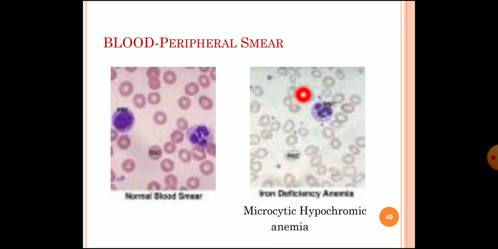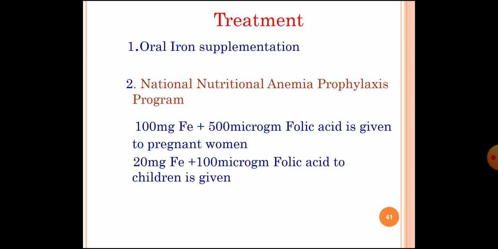This is the picture where you can see the anemia. This is the normal blood picture, color of the RBC and all. This is the pale RBC, microcytic, size also small, hypochromic and microcytic anemia. The treatment is iron supplement, oral iron supplement. First, you can advise some diet rich in iron. Then you can prescribe oral iron supplement.